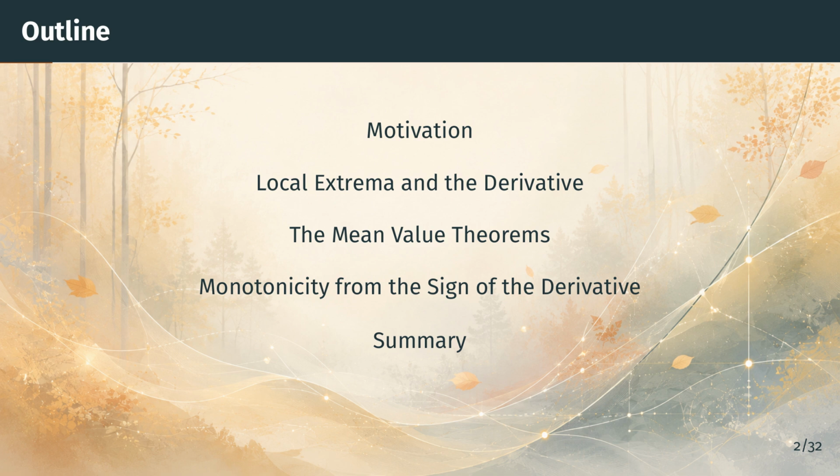We first motivate why we need theorems that connect the derivative to the global behavior of a function. Then we define local maxima and minima, and prove that the derivative vanishes at an interior extremum. With that tool in hand, we prove the generalized mean value theorem and deduce the classical mean value theorem from it. Finally, we harvest the first major payoff. The sign of the derivative controls whether a function is increasing, constant, or decreasing. We close with a summary and a look ahead.